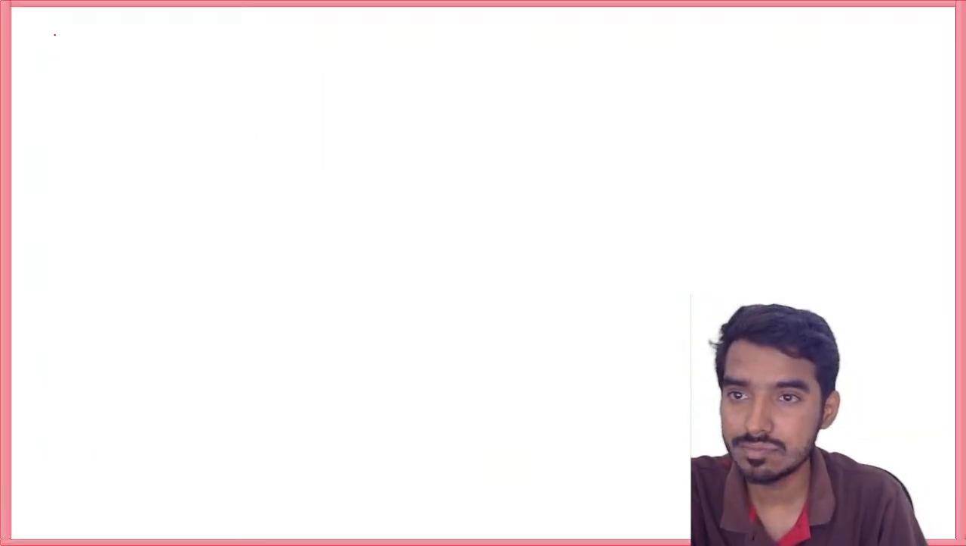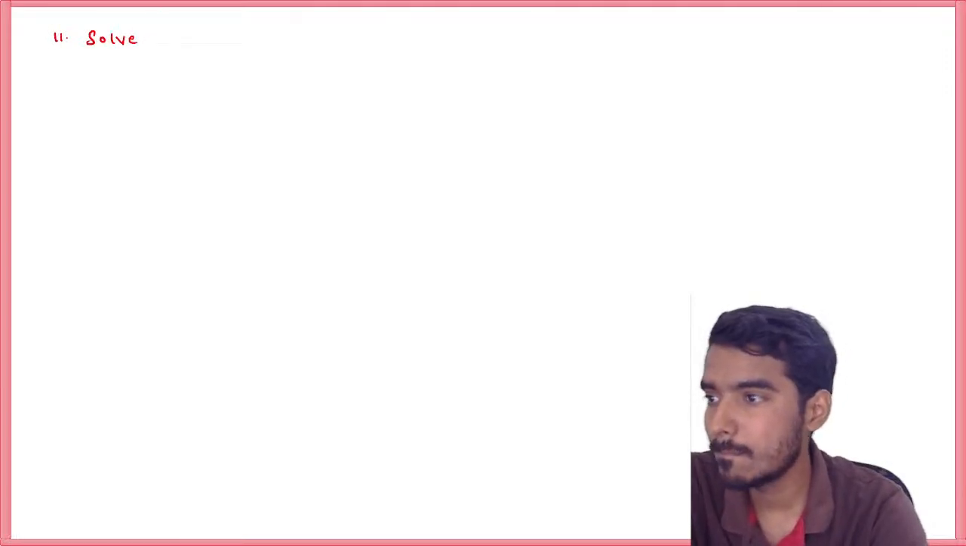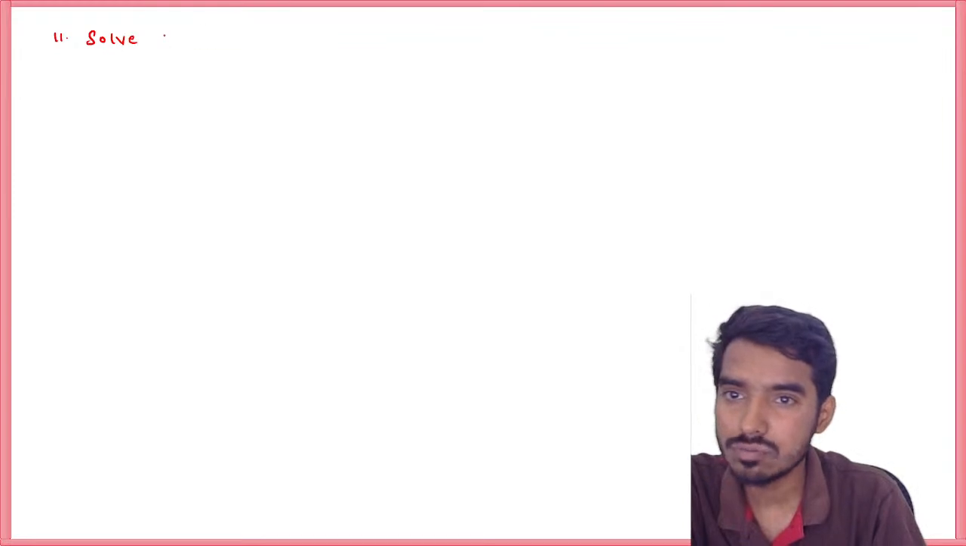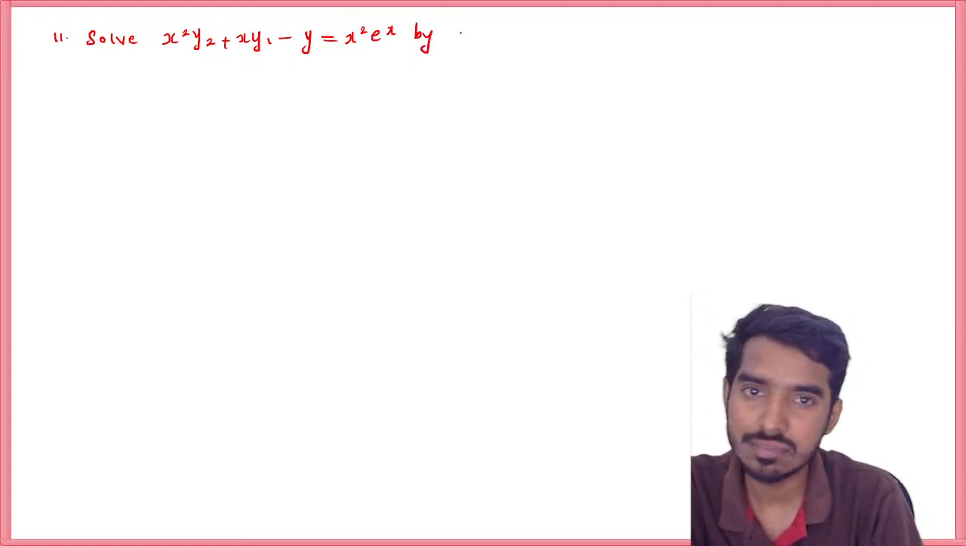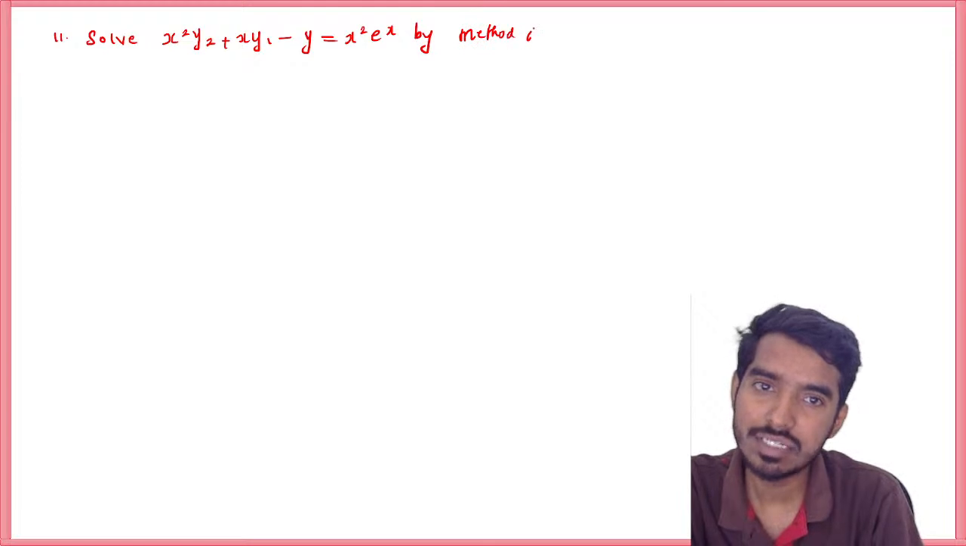Problem: solve x square y2 plus x y1 plus y is equal to e power x by the method of variation of parameters. Actually, this is a Cauchy-Euler equation.